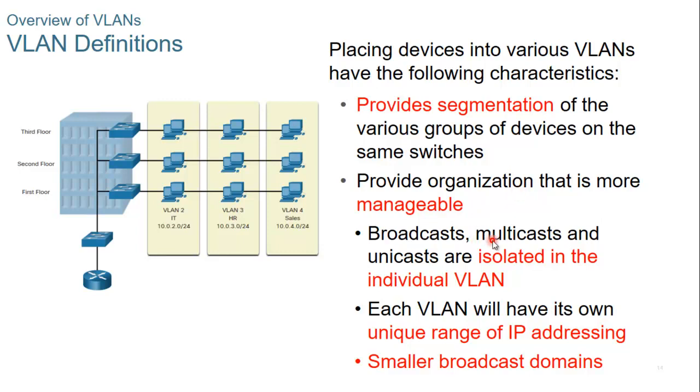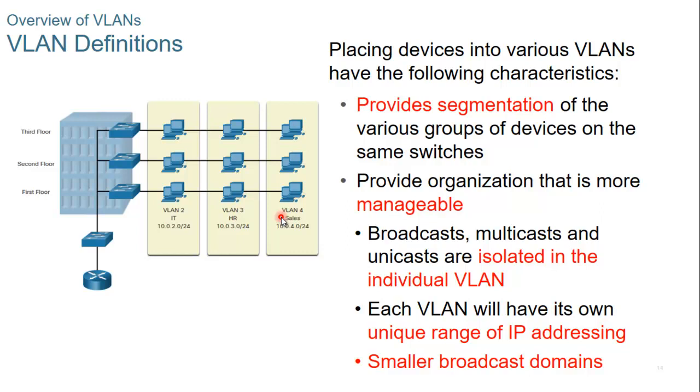Broadcast, multicast, and unicast are isolated in individual VLANs. Now, if you remember, when we talked about broadcast before, switches are gossip central. It will send everything to everyone. If this is not a VLAN, let's look at this here. If this is no VLAN, this one whole building is one big broadcast domain. That is not a good thing.